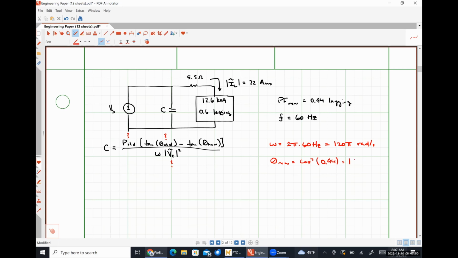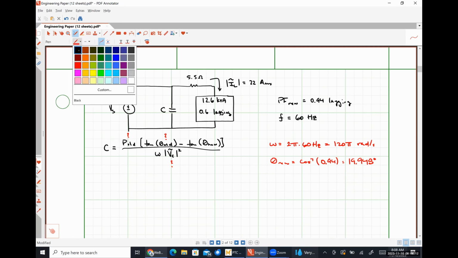Theta new will be the inverse cosine of 0.94, which is 19.948 degrees. So we've got to figure out how to get these three other pieces of information. Okay. We are going to approach this fairly similarly to how we approached our example problem on Wednesday's class meeting.